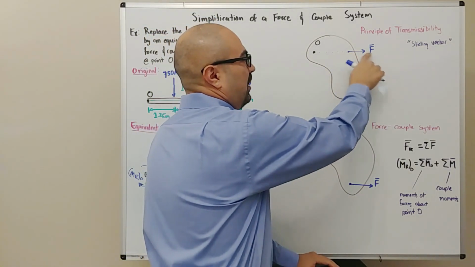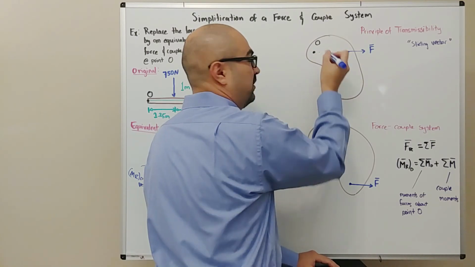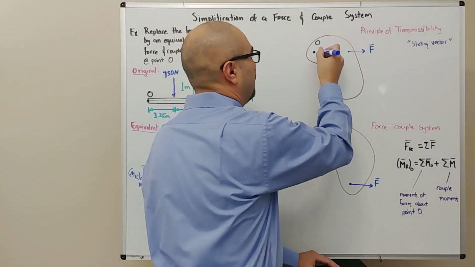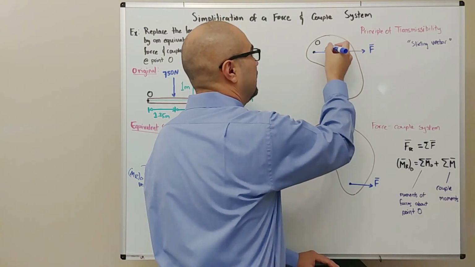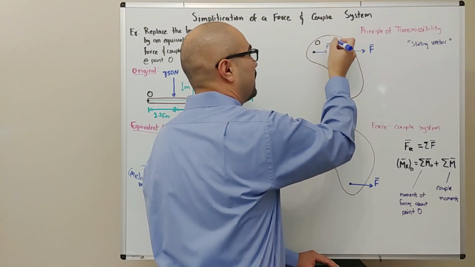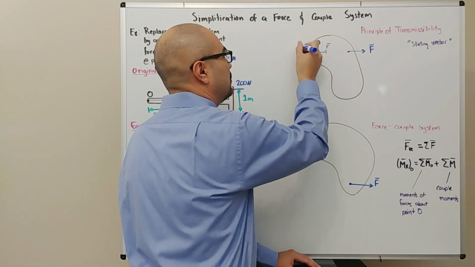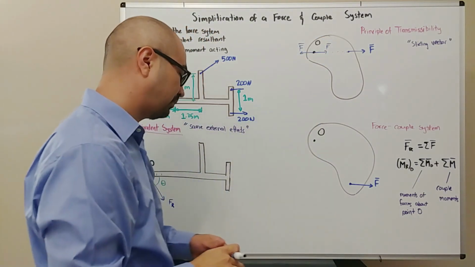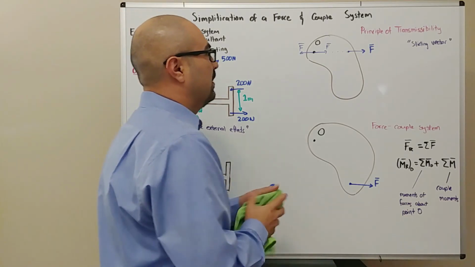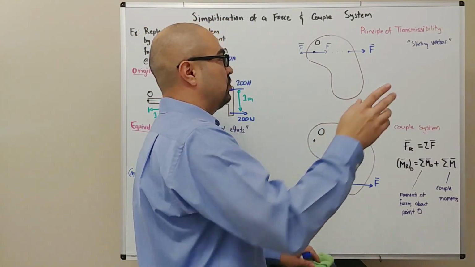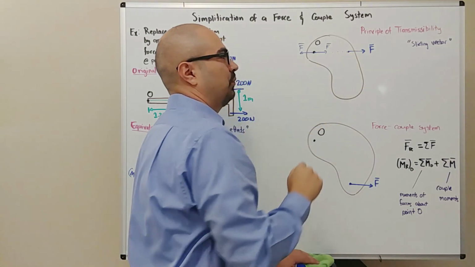So look at this. We have a force F over here. What I'm going to do is apply, at this point O, which is the point I'm interested in, a force F of the same magnitude and direction as the original one. But I'm also going to apply one that has the same magnitude in the opposite direction. This allows us to transmit what's going on over here to point O.